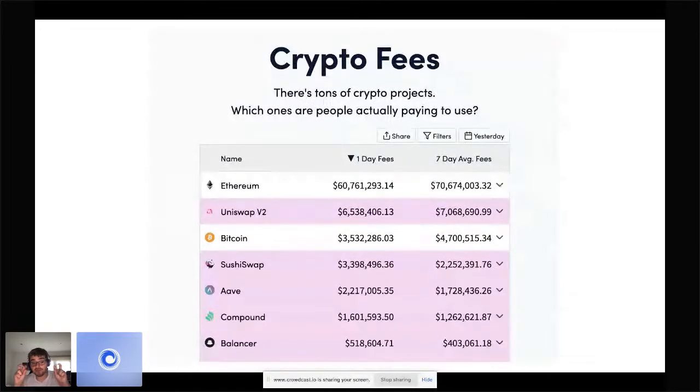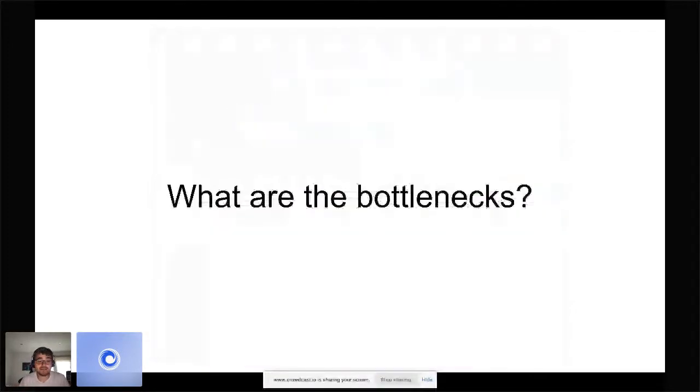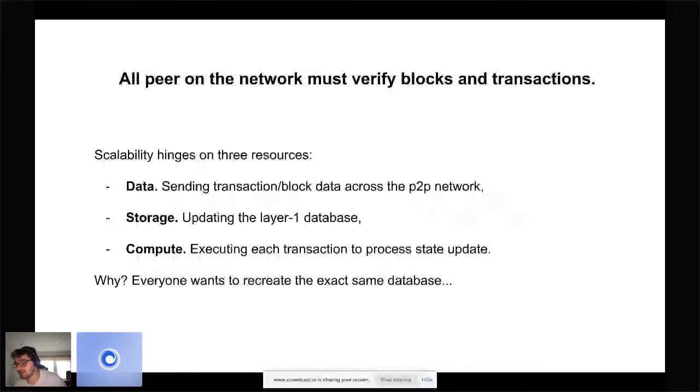So, they're profitable transactions, and there's a reason why people will send them and pay these crazy fees. But why do we have these fees? What are the bottlenecks? Why can we only support 14 transactions per second? And really the issue is that it's a peer-to-peer network.